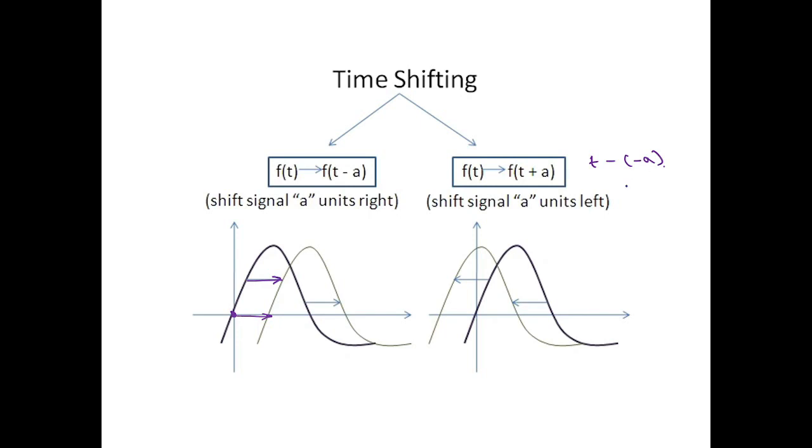T minus a, so that means it is going on the left hand side. If you see this value, it is going on the left hand side. So these are the two ways of time shifting. One is delaying the signal, which is basically your signal appearing after the origin. On the other hand, signal advancement, where the signal is appearing before your original signal origin.